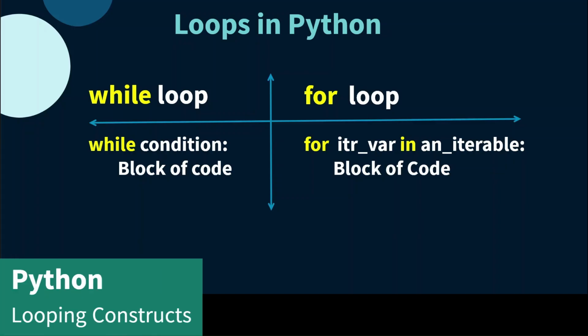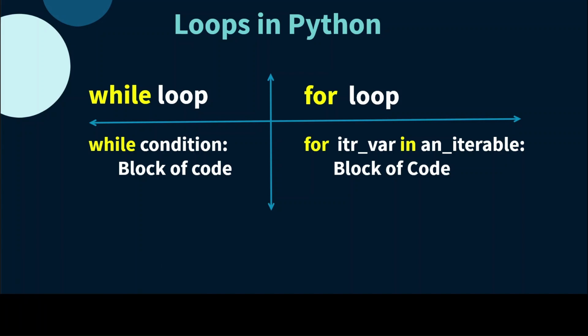Python offers two different looping constructs, while loop and for loop. A while loop allows repetition based upon repeated testing of a Boolean condition. A for loop provides a convenient way of repetition from a defined iterable such as a list, tuple, dictionary, string, set, range, etc.